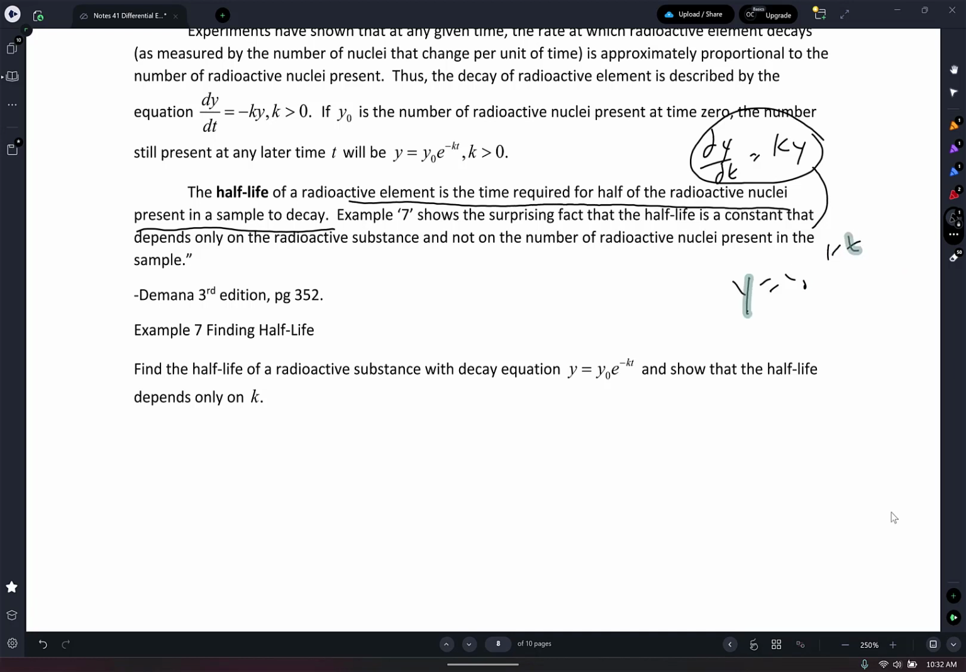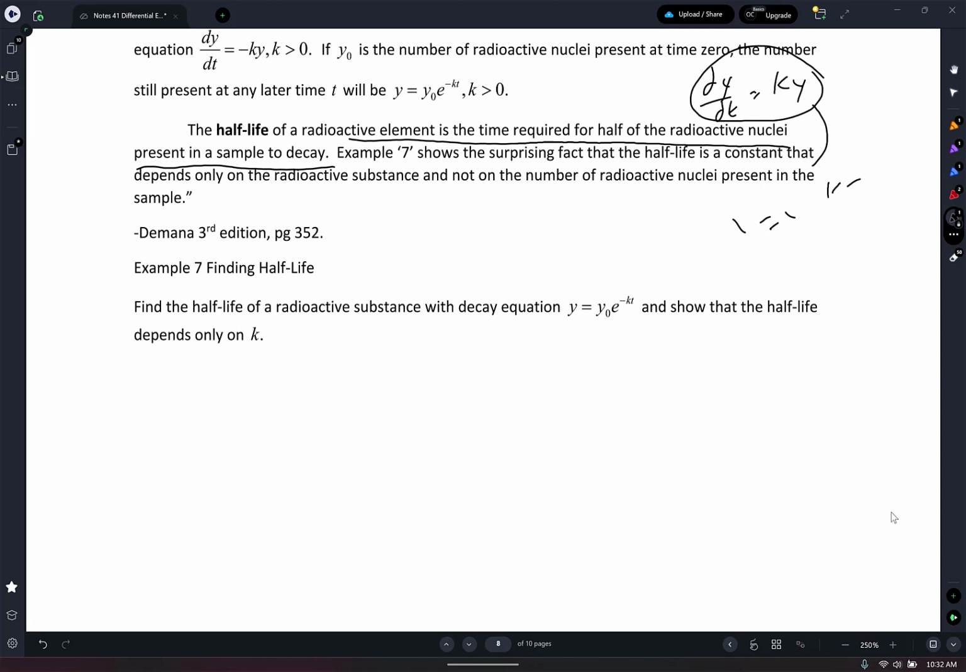So, anyways, let's look at example 7 and let's figure this one out. Find the half-life of a radioactive substance with a decay equation. I already know it decays, so there's no need. Remember we told you to let the situation determine whether K is positive or negative? So let's rewrite this as y naught e to the kt and show that the half-life depends only on K. I know it's decaying, so that's why they put the negative in there, but erase it.